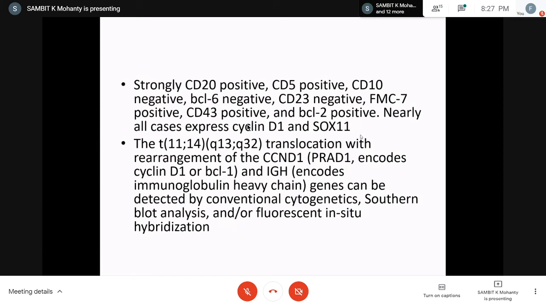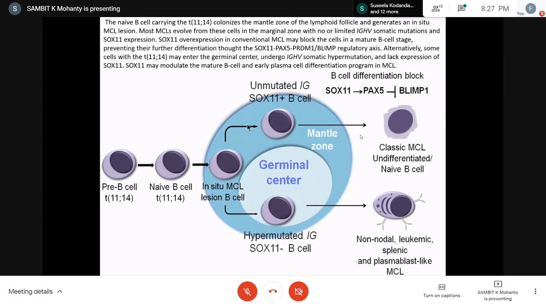So when you have the 11;14 translocation with the rearrangement of CCND1 and immunoglobulin heavy chain, it can be detected by conventional cytogenetics, FISH, Southern blotting, or by PCR-based techniques to look for the transcript. This is something I just want to go over with all of you, not with the lymphoma experts. Pulkit, you are barred from this discussion, so I'm just focusing on the others.